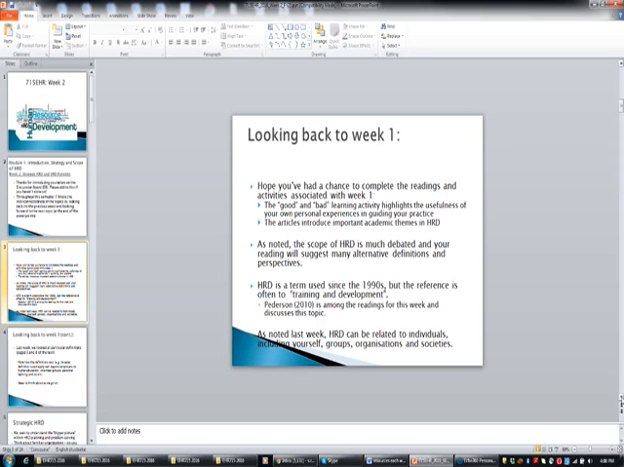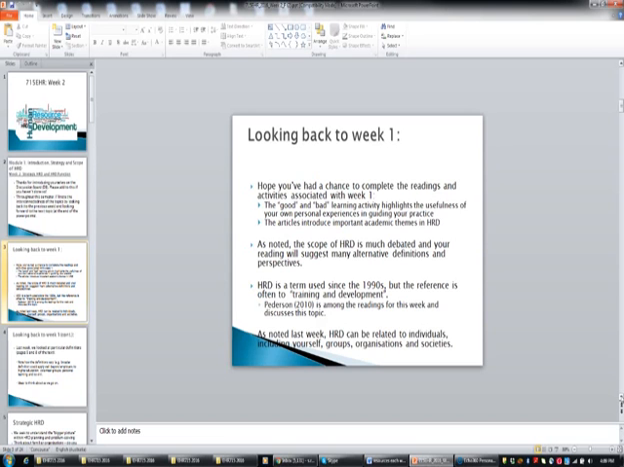Okay, so the articles from week 1 introduce you to the important academic themes in HRD. We've already noted that the scope of HRD is much debated, and your reading will bring you to greater awareness of the alternative definitions and perspectives. HRD is a term that only really came to prominence in the 1990s, but the reference is often to training and development. So if you're looking around for literature, sometimes that's where you'll find it. But HRD suggests a bigger topic than training.